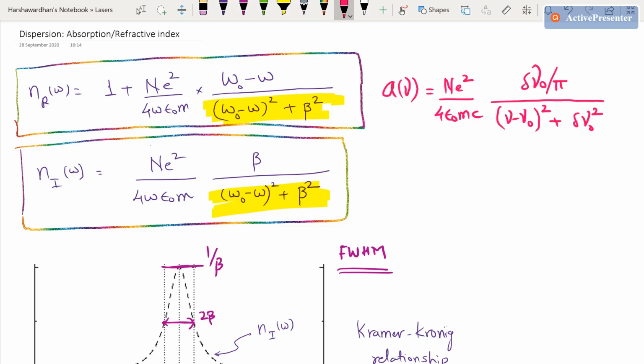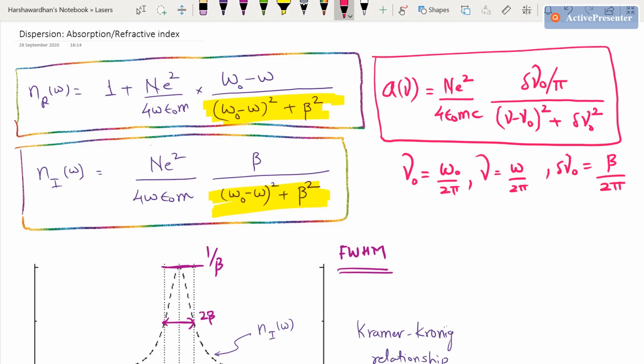What I have done is the following transformations: nu naught is basically omega naught divided by 2 pi, and nu is simply omega by 2 pi. So I'm talking in terms of linear frequency, and my delta nu naught is the rescaled value of beta in terms of 2 pi, beta over 2 pi. Why am I doing this? Because this particular object is known as the Lorentzian.